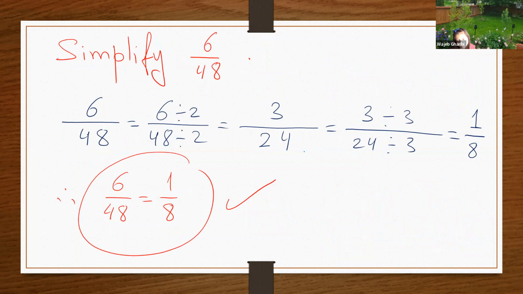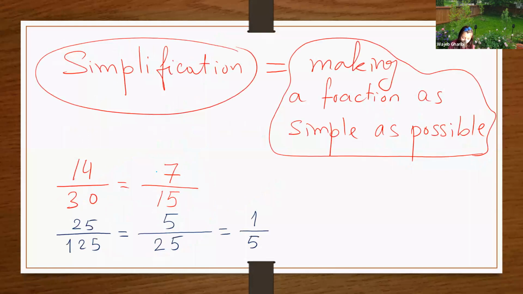Now, simplify 6 over 48. We divide both numerator and denominator by 2, and we get 3 over 24. Again, we divide by 3 because 3 and 24 are divisible by 3, and we get 1 over 8. So we simplified 6 over 48 and got 1 over 8. We cannot simplify it more than that. And finally, we can say simplification is making a fraction as simple as possible.